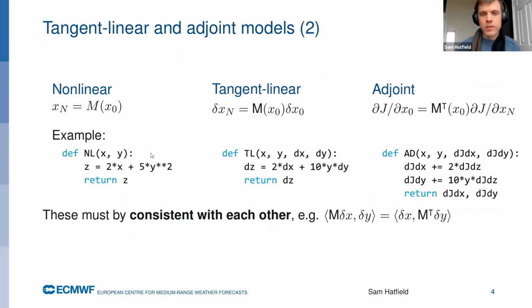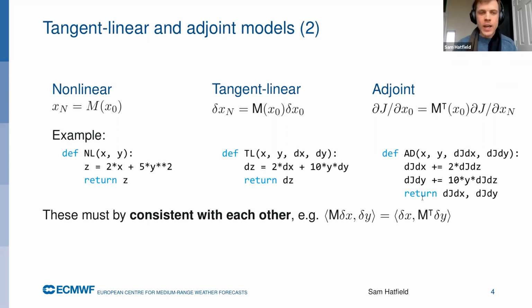Now, to give you a bit more examples of these, how they're written mathematically, the nonlinear model is very simple. It's just a nonlinear operator M. We feed in x0 and it gives us xn, which is a time-evolved atmospheric model state. The tangent linear model looks similar. In this case, it's an upright linear operator evaluated about the nonlinear trajectory, which we, in this case, apply to a perturbation. And the adjoint model, as I said, is the transpose of this linear operator, and we use that for propagating gradients.